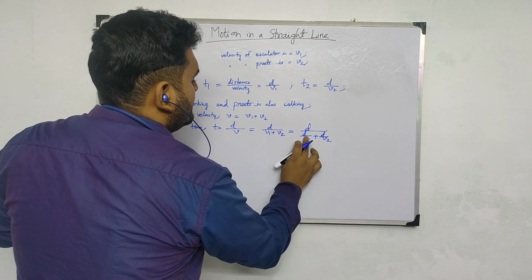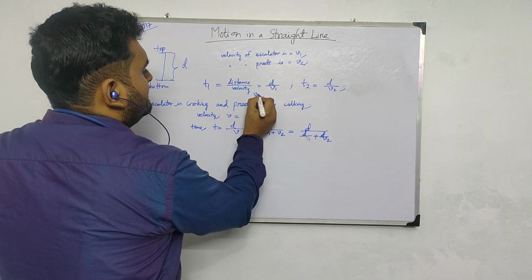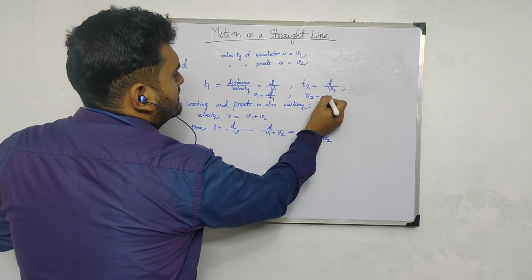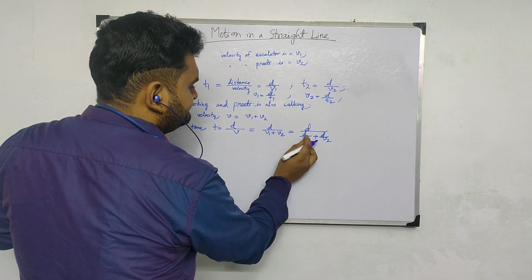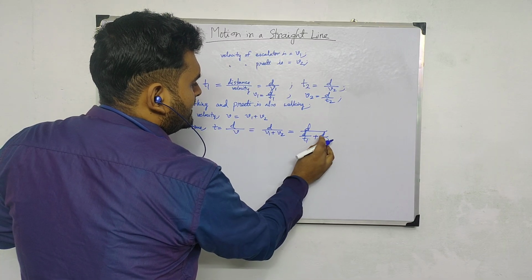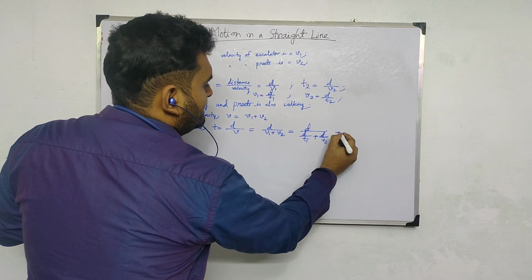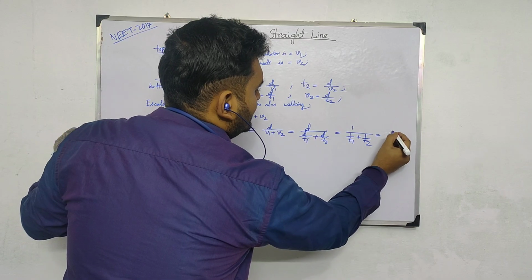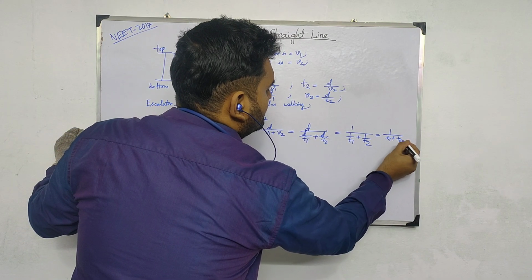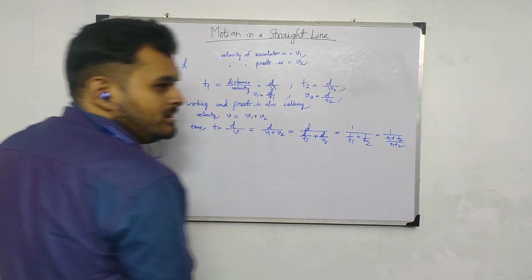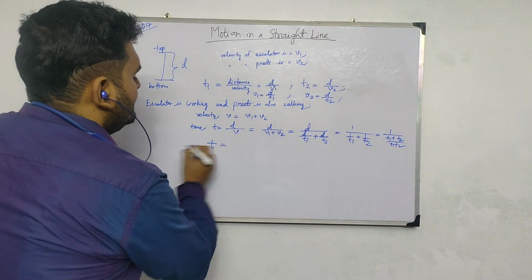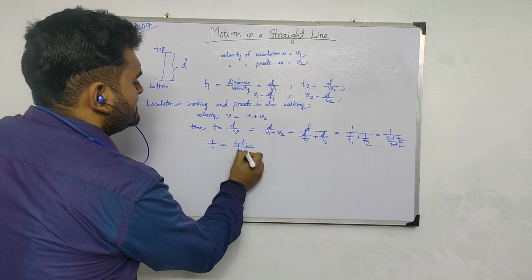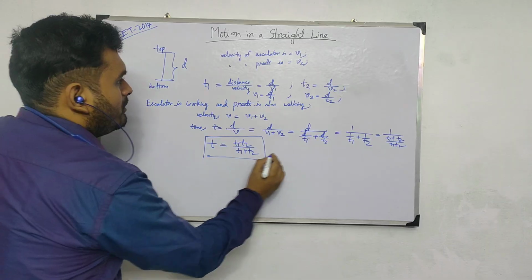Sorry, v1 must be d by t1 and v2 will be d by t2. So d by t1 plus d by t2, that means 1 upon 1 by t1 plus 1 by t2, that means 1 upon t1 plus t2 by t1 t2. So the time taken in the third case will be t1 t2 by t1 plus t2. So option B is correct.